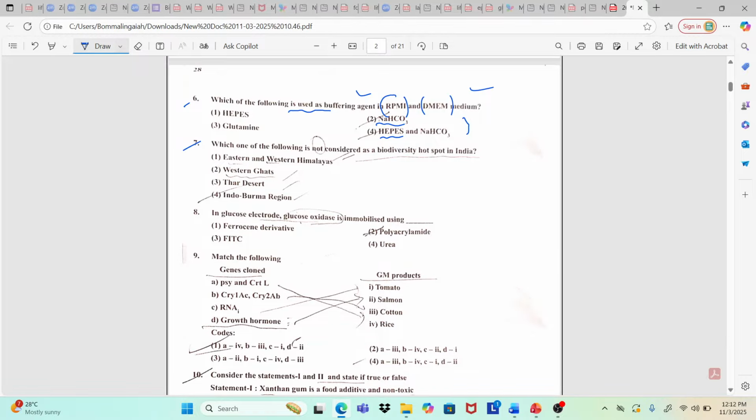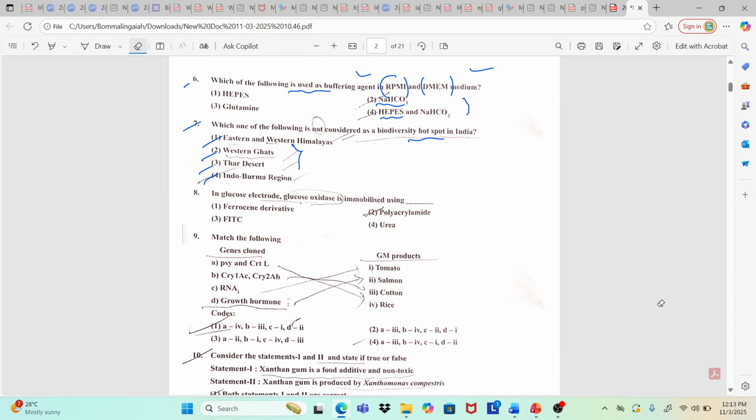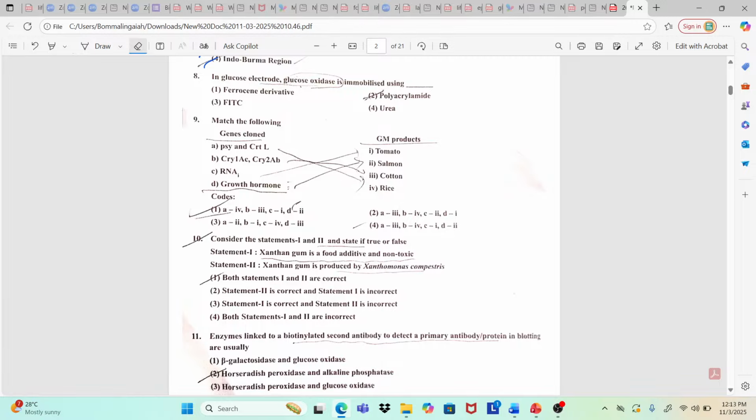Which one of the following is not considered as a biodiversity hotspot in India? I think Eastern and Western Himalayas, Western Ghats, Thar desert, Indo-Burma region. These four are also considered under the biodiversity hotspots. Let's see the official key answer from KEA. Next, eighth question. The eighth question is there.